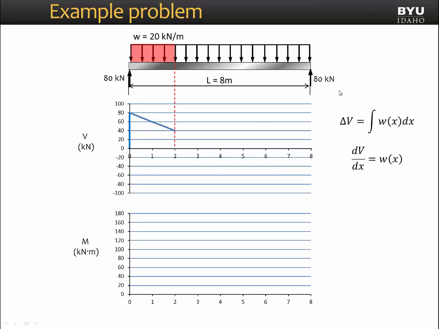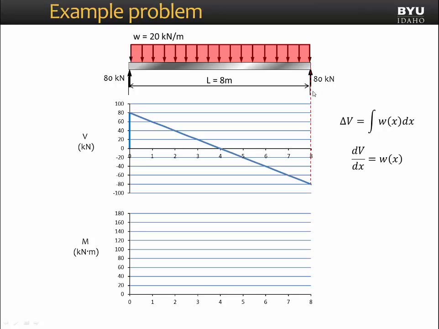Let's see what that looks like. Here at 2 meters, we continue downward an additional 20 kilonewtons. At 4 meters, the area under our distributed load is 20 kilonewtons per meter times 4 meters, that's 80 kilonewtons. So coming down from 0 to 4 meters, our change in our shear diagram is from 80 to 0. And we continue with the same slope until we get to x equals 8 meters.